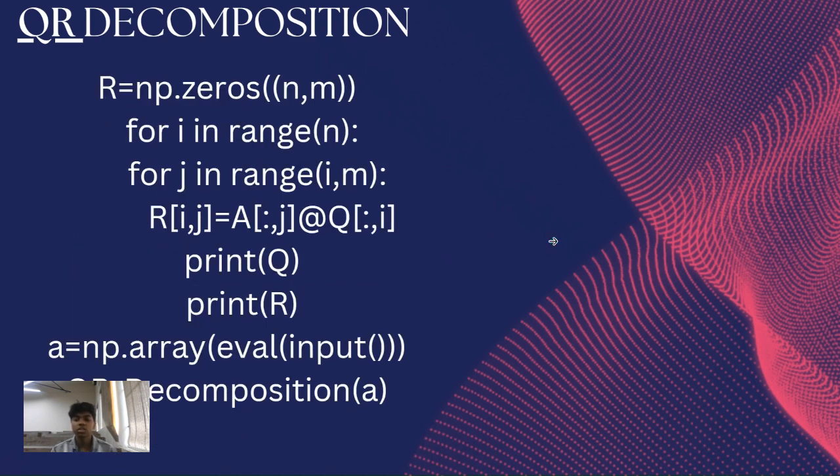Constructing R: initialize R as a zero matrix. For each entry in R, compute the dot product between the corresponding column of Q and A. The output: print the matrix Q and R.